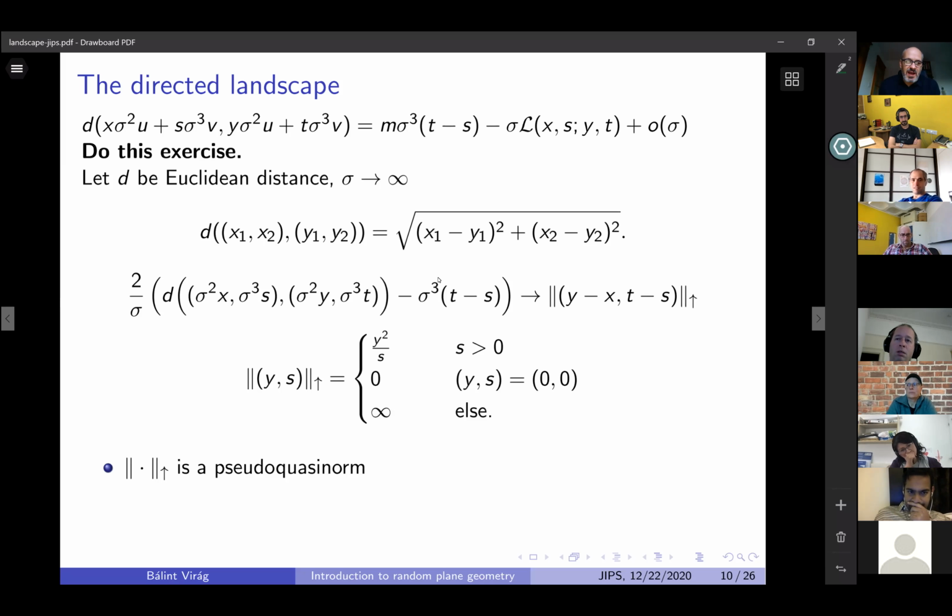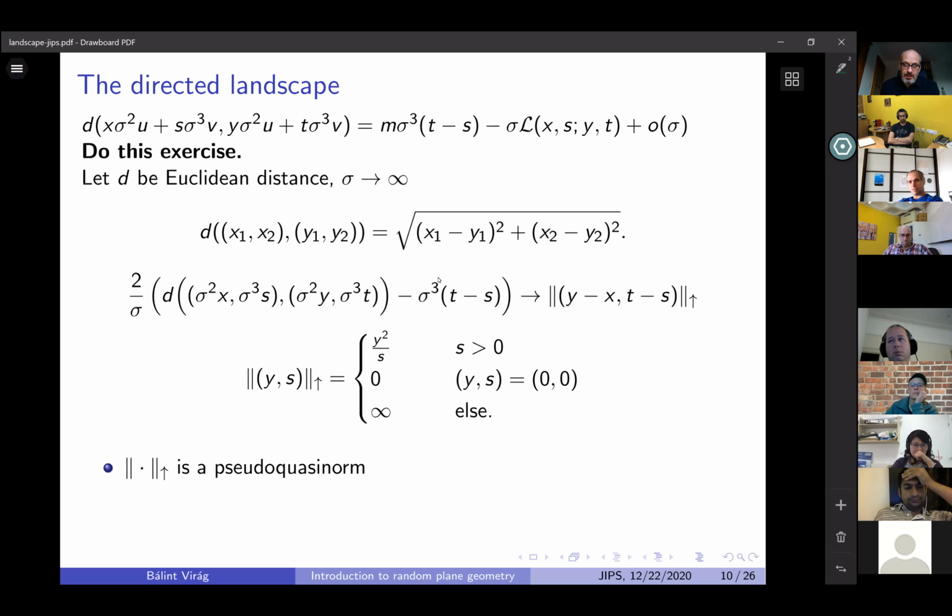And so what does this norm look like? Actually, the norm of a vector (y, s) is just y squared over s. You see how it's asymmetric. There's one direction, and it is that s is greater than 0. So you can see that Euclidean geometry in the scaling becomes directed. It means you can only go in one direction, in the time direction of the plane. And in the spatial direction, you can go in any direction. So geodesics will be, for example, graphs of functions in this direction.